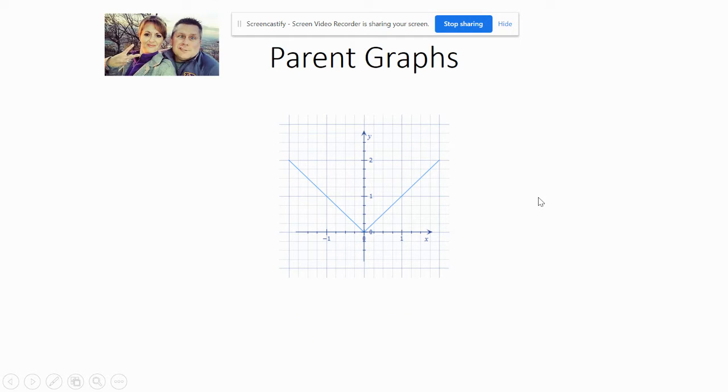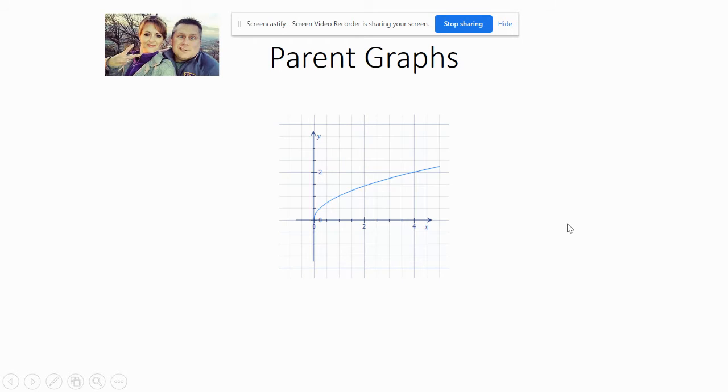Line, linear. Ooh, these V-shaped ones are absolute value functions, which are written like y equals the absolute value of x. If you think of positive 1, the absolute value of positive 1 is 1, but the absolute value of negative 1 is also positive 1. So it makes a V shape.